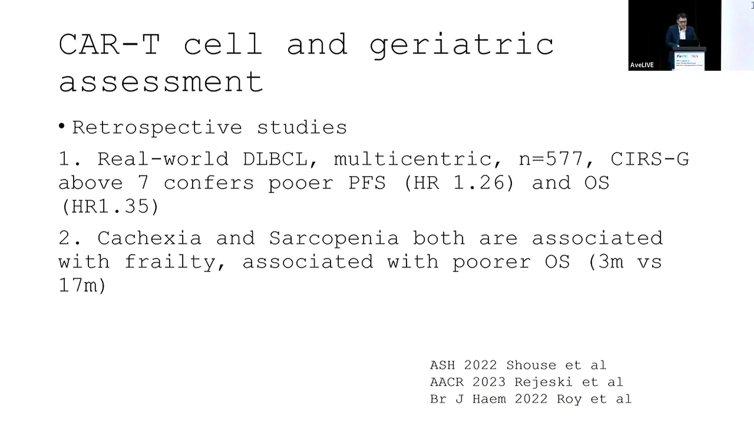So how about CAR T cell? For CAR T cell, the data is not as robust as for allogeneic transplant, but there are some studies. A retrospective real-world study of 570 DLBCL patients across multiple centers identified that CIRS-G, one of the assessment tools used in the geriatric department, identified patients with poor OS and poor PFS. Similarly, cachexia and sarcopenia are both associated with frailty and poorer OS in another study.